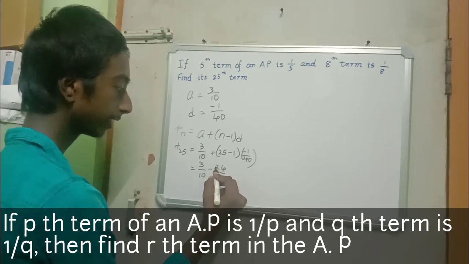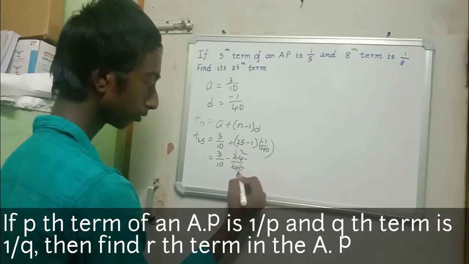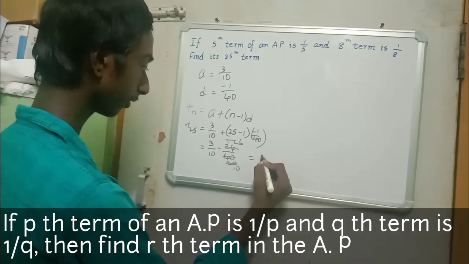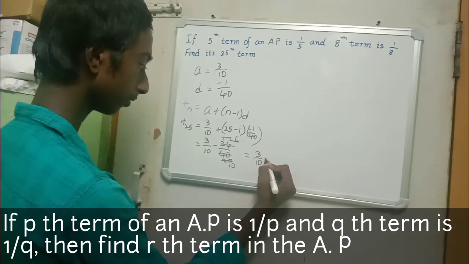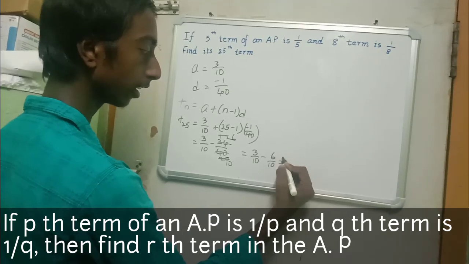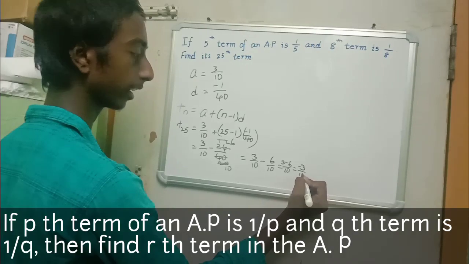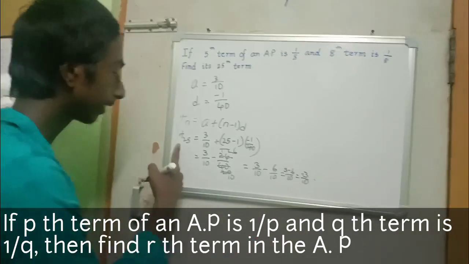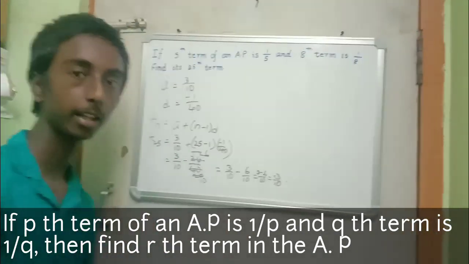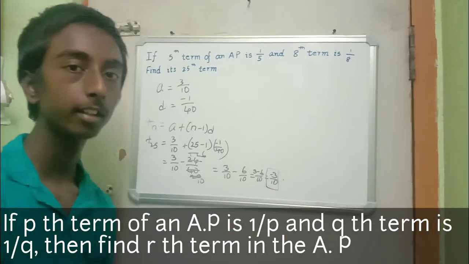If we cancel this, 24 by 40 becomes 6 by 10. So we get 3 by 10 minus 6 by 10, which is minus 3 by 10. The 25th term of the AP is minus 3 by 10. So this is the answer by the normal method.